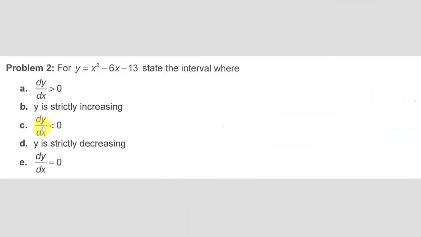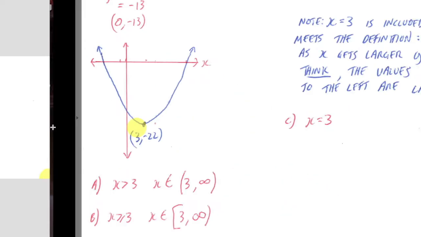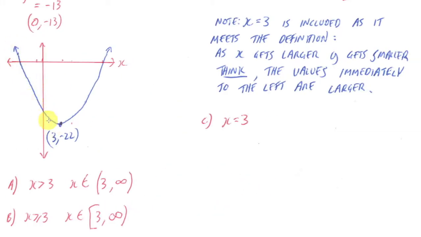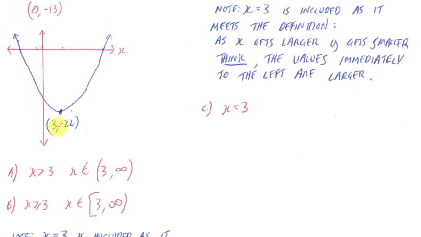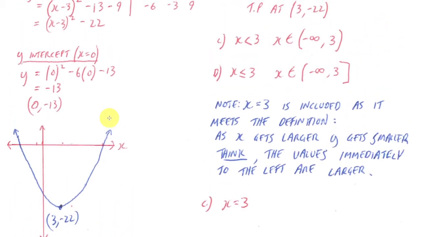C, where is dy/dx less than 0? So where is it that the graph has a negative gradient? And so that's all of these values here up to the turning point, but not including the turning point. At x equaling 3, we'll have a gradient of 0. So the interval that we are looking for for C is x being less than 3. So for C, it's x being less than 3. We can write that as x is an element of (negative infinity, 3).